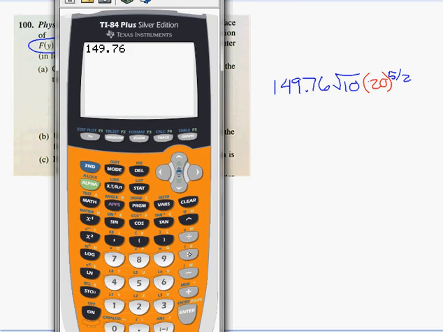149.76, all right, times the square root of 10, all right, close the parentheses, times 20 to the power of, and you have to make sure to put that fraction in parentheses, to the power of 5/2. Okay, let's break this down. We got 149.76 times square root of 10, close parentheses, times 20 to the power of 5/2, because that's what the formula said. All right, you're going to get some decimal, and that's okay.